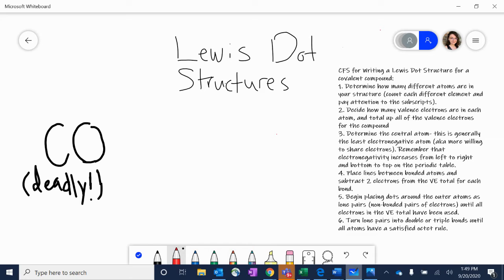The first step to figure out what's the structure of carbon monoxide is to figure out how many different atoms are in the structure, meaning we need to count any subscripts we see. Well, we don't see any subscripts, so we have one oxygen atom and one carbon atom. All right, done. Now, let's decide how many valence electrons are in each atom and total them all up.